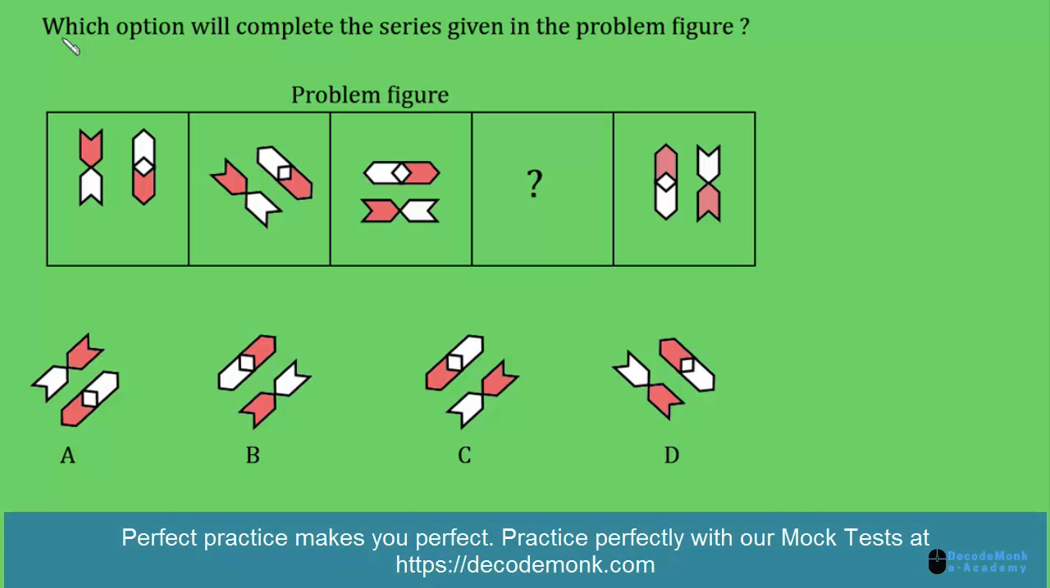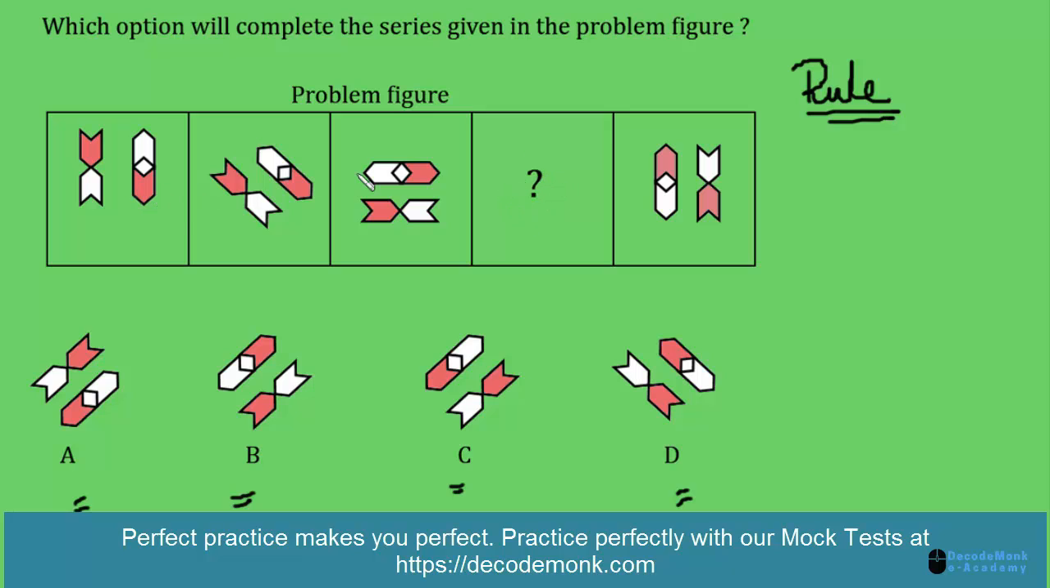The question says which option will complete the series given in the problem figure. Again, this is a very common type of question which is asked in Olympiads. So here you have been given a series of figures with a blank portion. The figures follow a certain rule, and by that rule you have to figure out which of these options A, B, C or D goes correctly into the question mark.